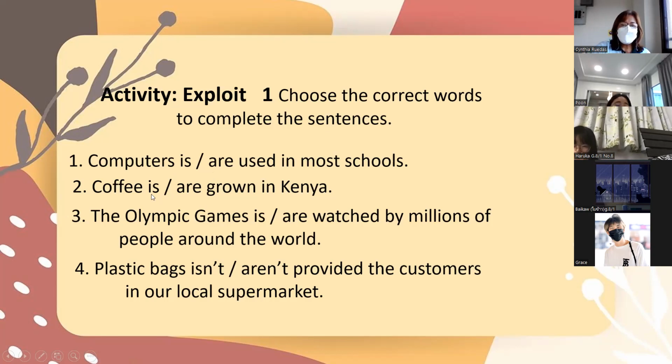Number two, coffee are grown in Kenya. Okay. For number three, the Olympic Games are watched by millions of people around the world. Okay, for number four, plastic bags aren't provided to the customers in our local supermarket.